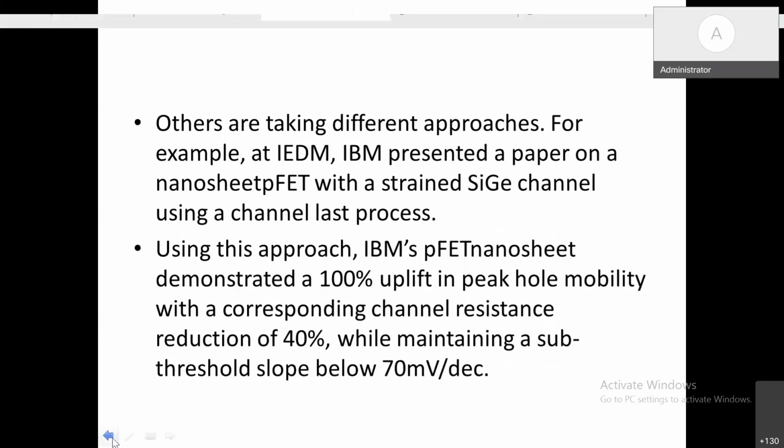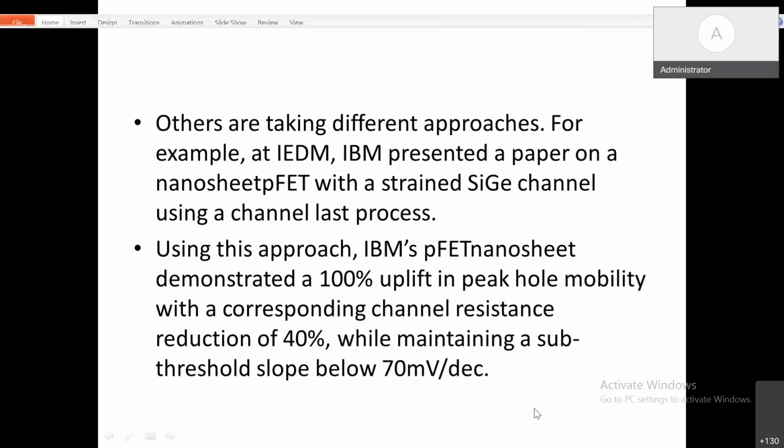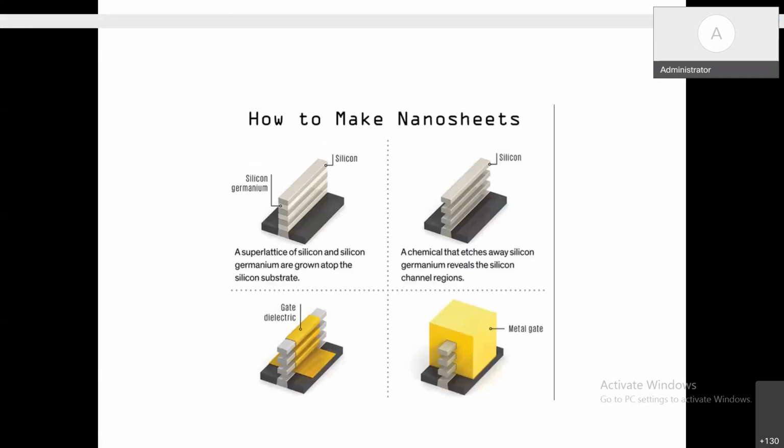These are some of the materials I want to mention here. They are using a relaxed silicon germanium concentration with silicon 0.7 and germanium 0.3. So I told you the concept of strained silicon germanium. They may be used for the nanosheet. So these are some of the approaches they try to use to develop nanosheets.